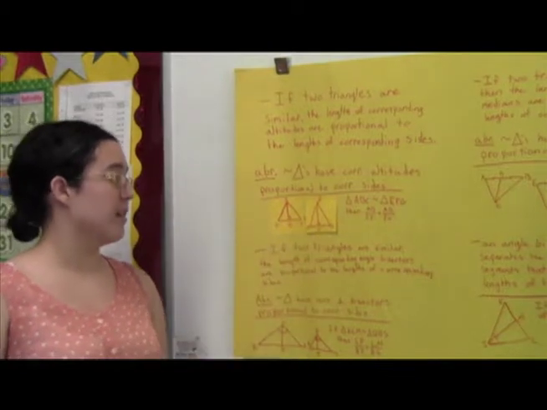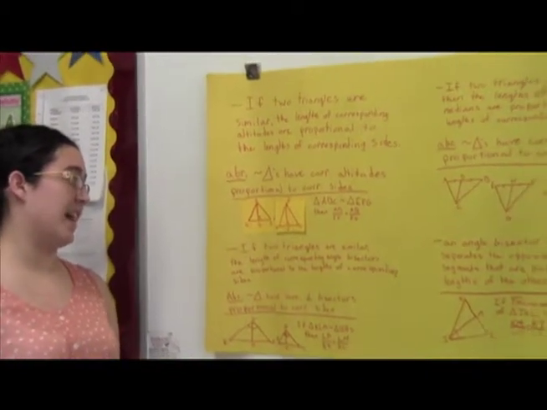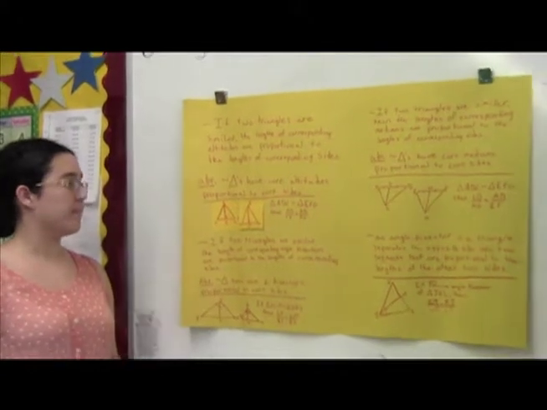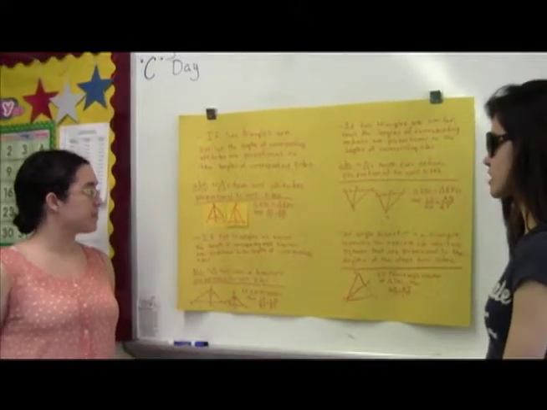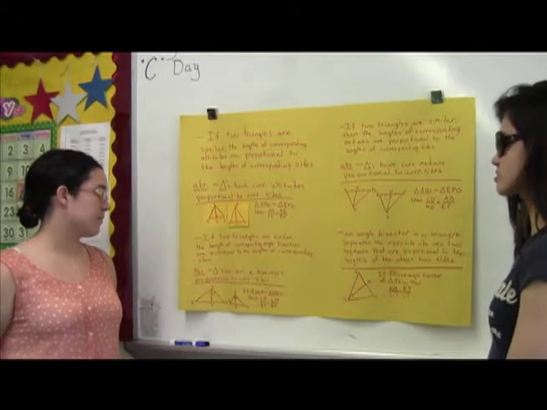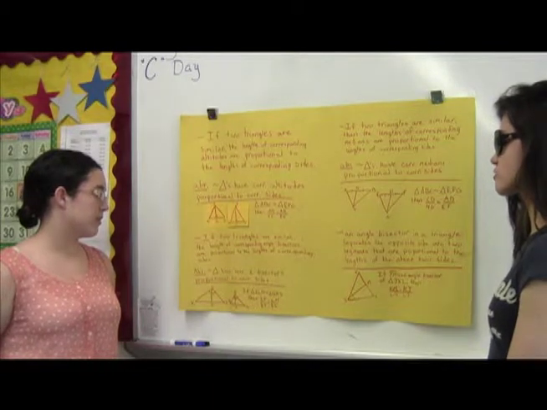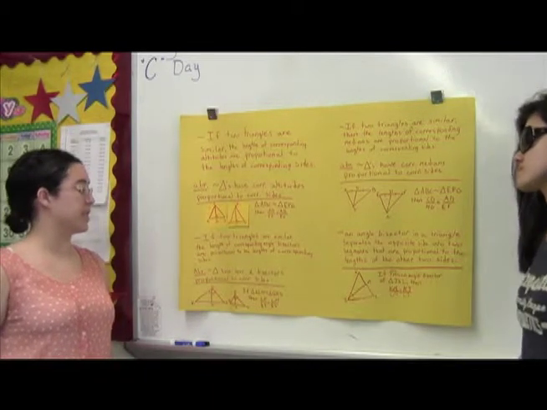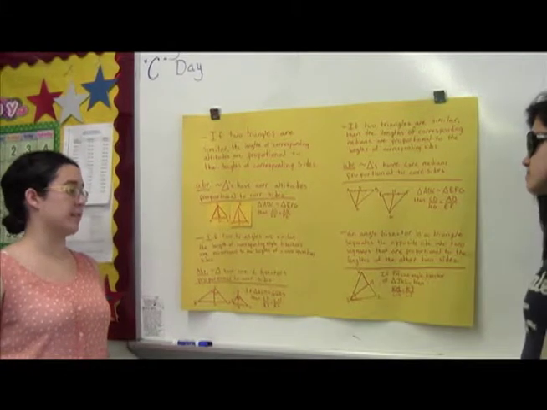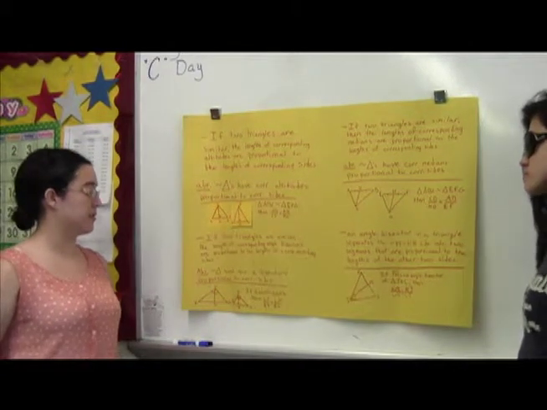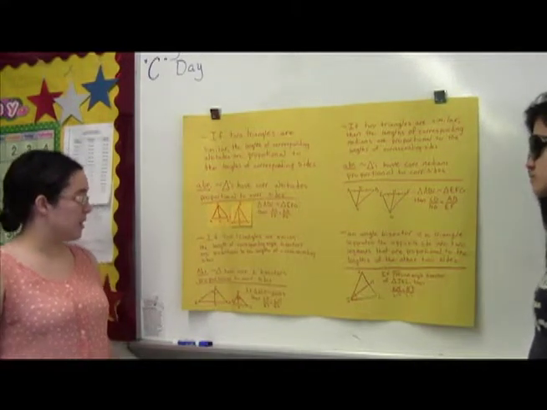to FJ. The next theorem states that if two triangles are similar, the lengths of corresponding angle bisectors are proportional to the lengths of corresponding sides. The abbreviation is similar triangles have corresponding angle bisectors proportional to corresponding sides.